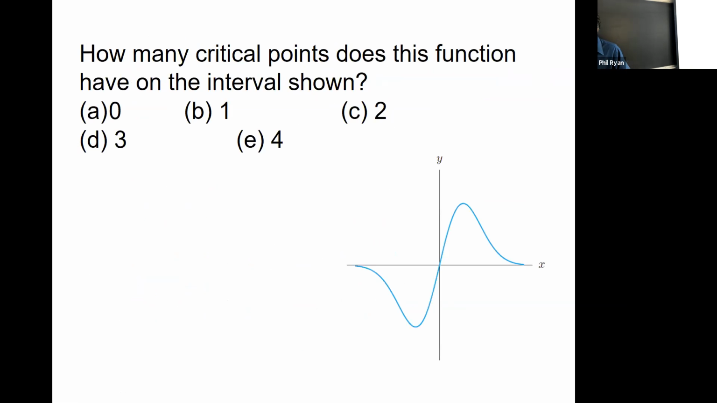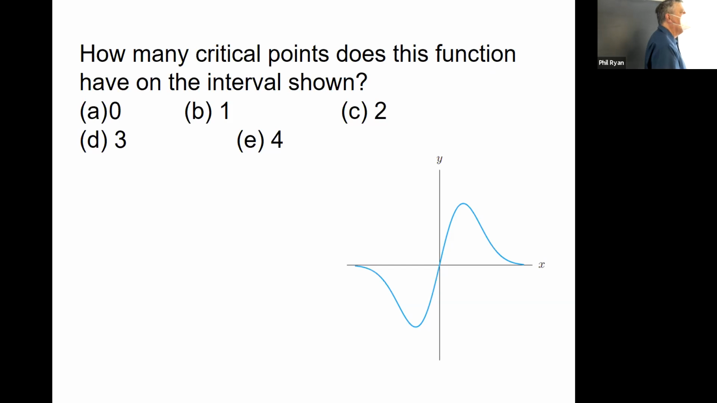Let's have a look at this one. So instead of asking people, let's just ask generally. We've got a function here. How many critical points have we got? Isn't it 2? Yeah. The critical points are here and here because that's where the derivative is 0.